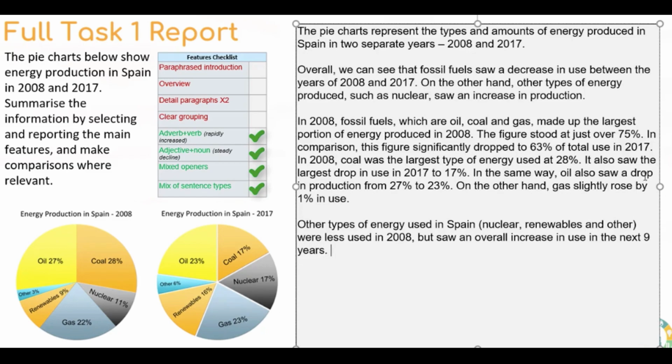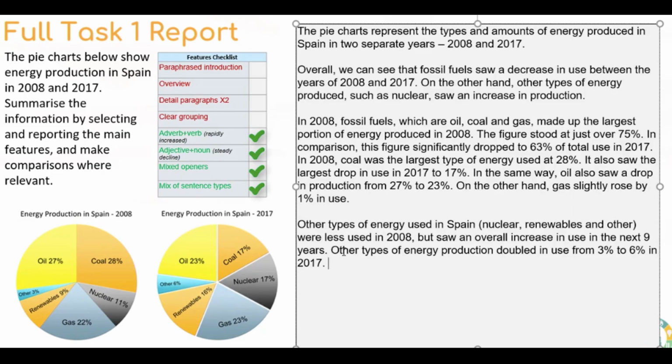Okay, so that's a kind of overall statement to start off paragraph 2, detail paragraph 2. I'm now going to go into more detail. I will start with other, which moves from 3% to 6%, and that is actually a double amount in rise. So I'm going to write that in my report. Other types of energy production doubled in use from 3% to 6% in 2017. And renewables actually almost doubled as well.